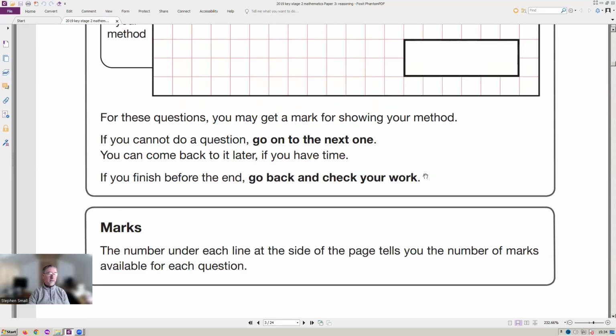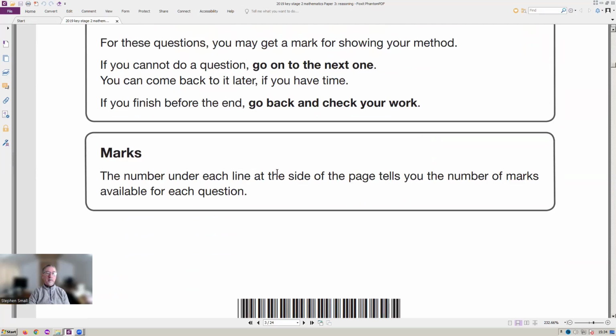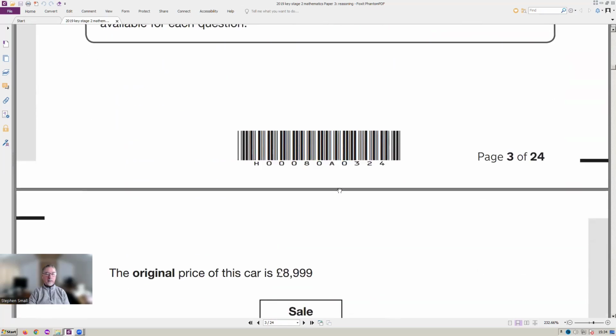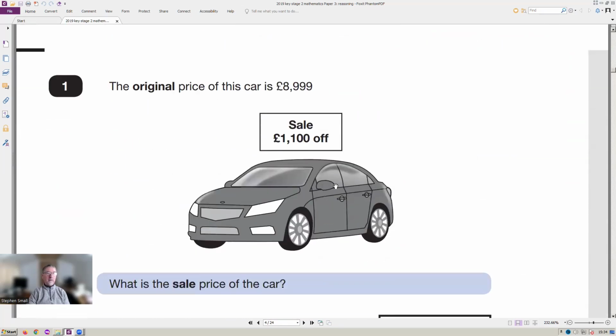All good stuff. The number of marks under each line at the side of the page tells you the number of marks available for each question. Okay, let's see if we can do this in less than 40 minutes.